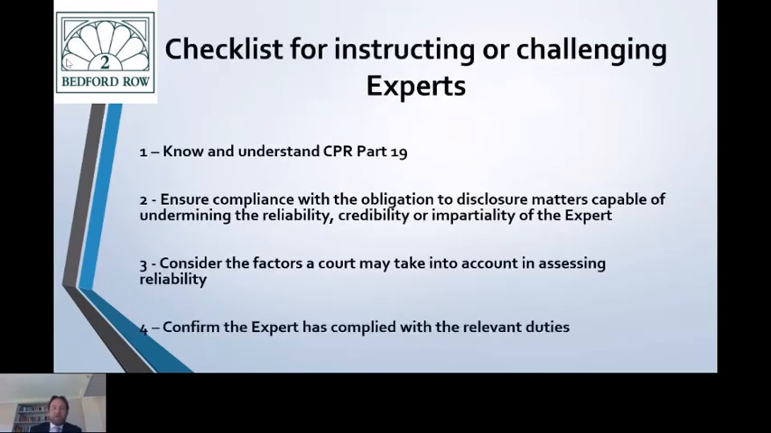A checklist for instructing or challenging experts. Number 1, know and understand the Criminal Procedure Rules, Part 19. Number 2, ensure compliance with the obligation to disclose matters capable of undermining the reliability, credibility, or impartiality of the expert. Number 3, consider the factors a court may take into account in assessing reliability. And number 4, confirm that the expert has complied with those relevant duties.